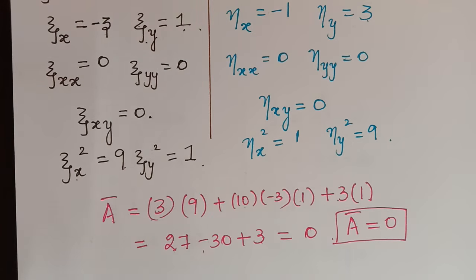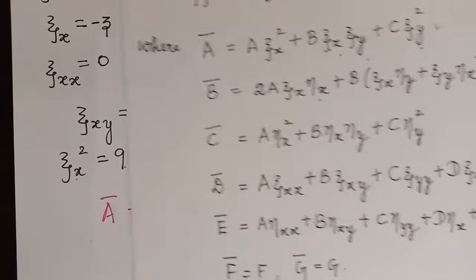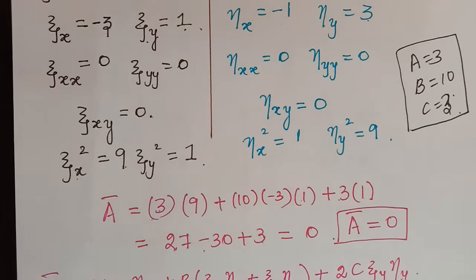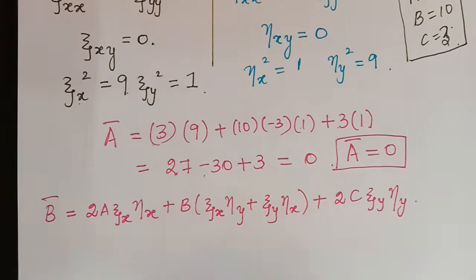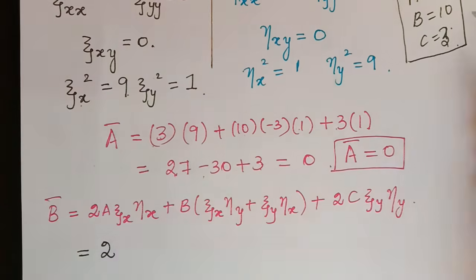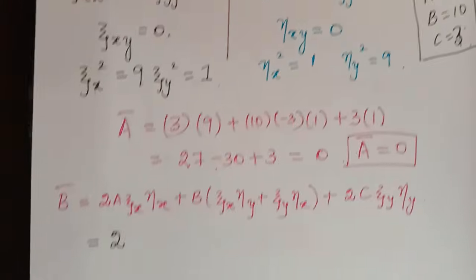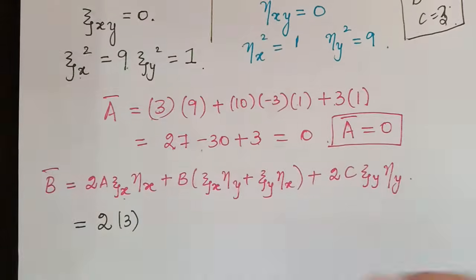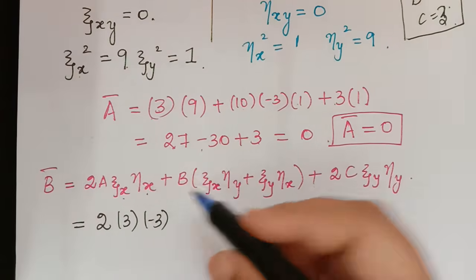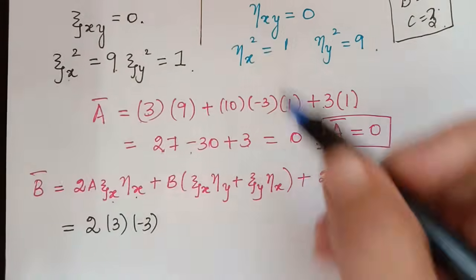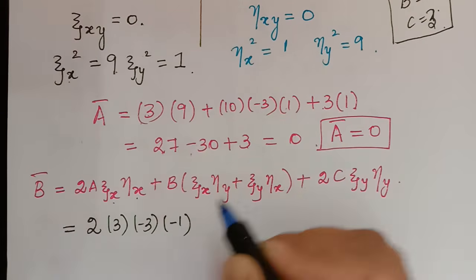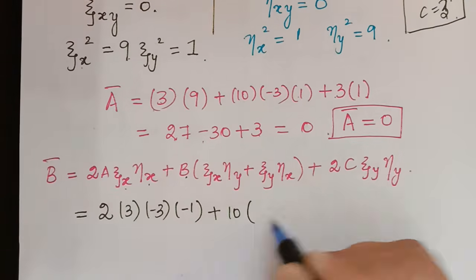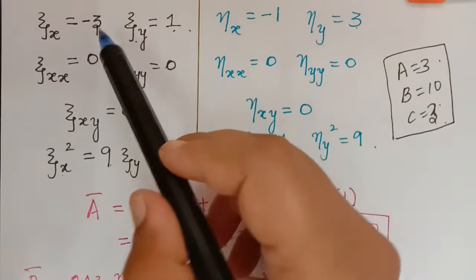And now next we have the formula for b bar. So using this formula, we have to find the value of b bar. So now we shall substitute in this formula. So that will be equal to 2 multiplied with, already we know A is what? 3. Okay, so we shall substitute that 3. What is ξx? ξx is negative 3 multiplied with ηx. So ηx is negative 1. So negative 1. And then plus, what is b? B is 10. So 10 multiplied with ξx. So ξx is negative 3.